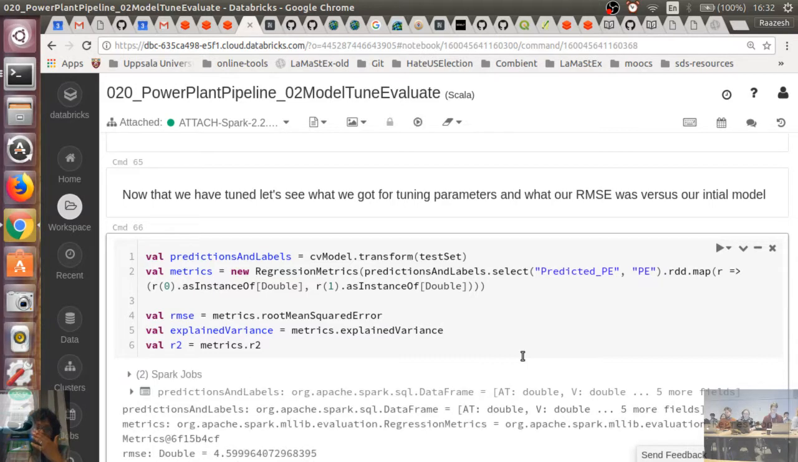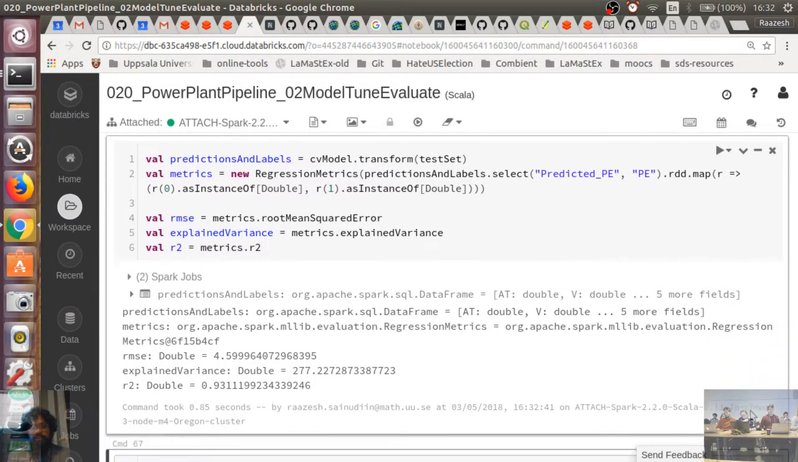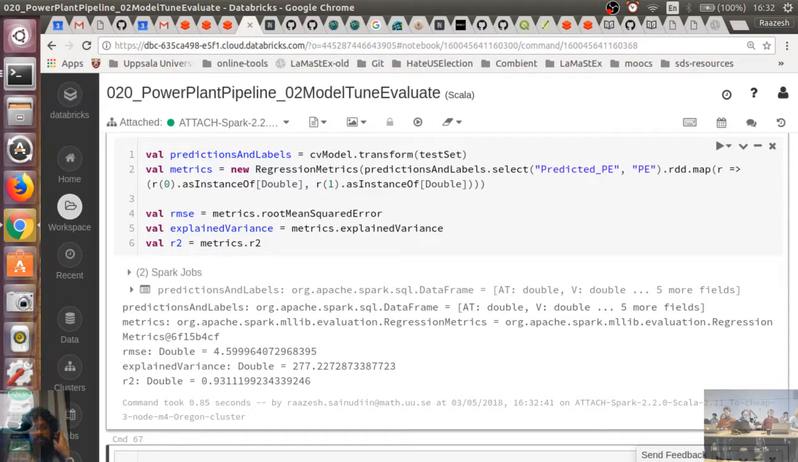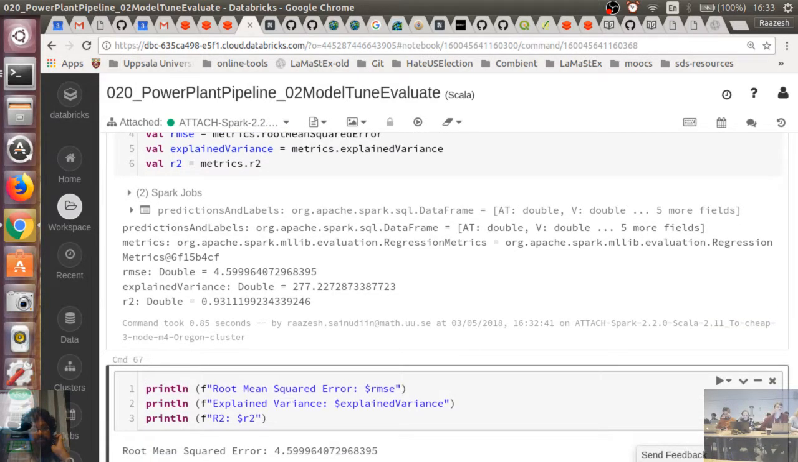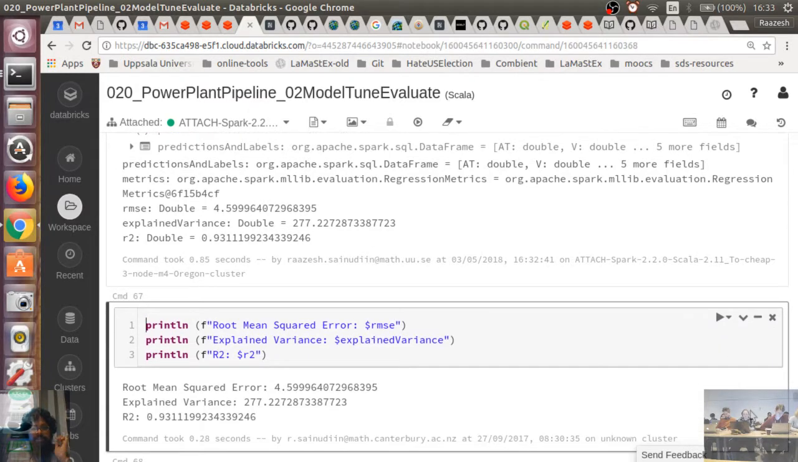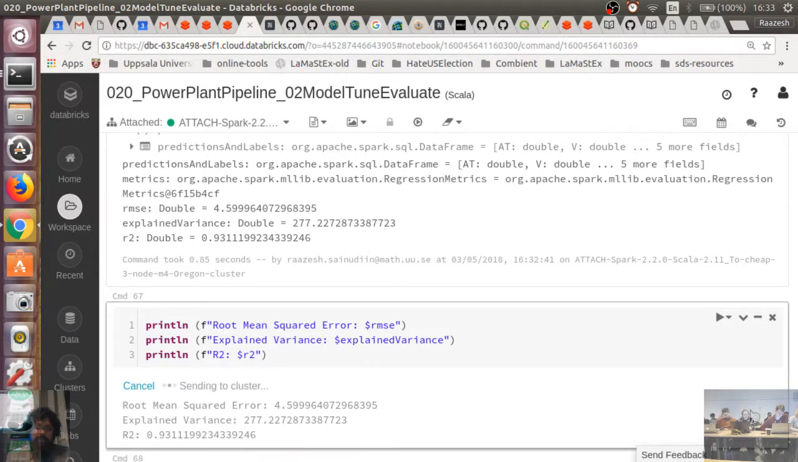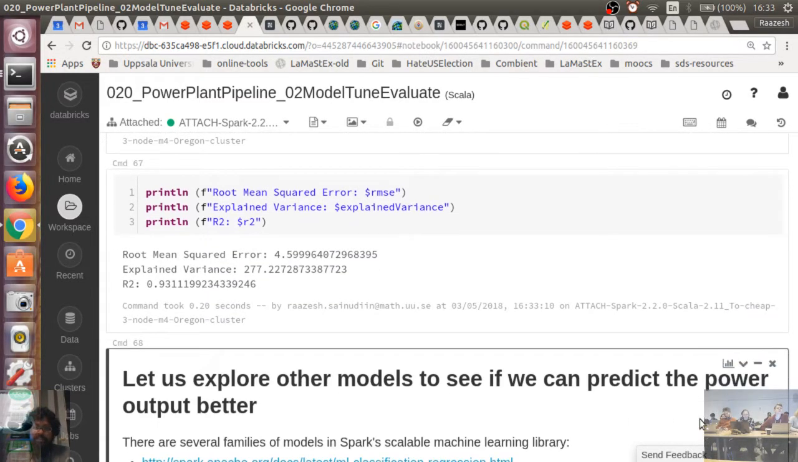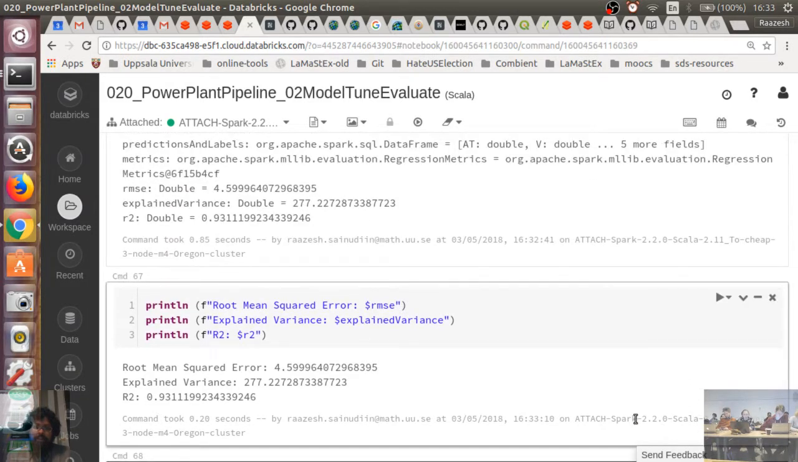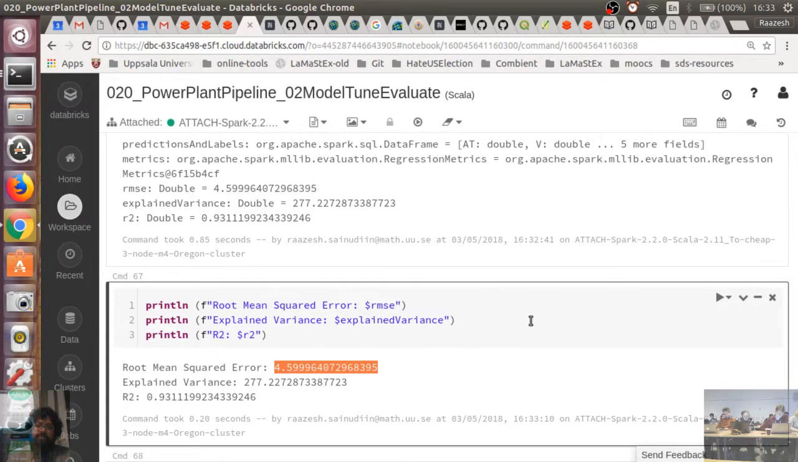Okay, so now we have tuned, so let's see what we got for the tuning parameters and what our root mean square error was versus our initial model. So now our R squared for the best model is 0.9311, and our root mean square error is 4.599. Okay, so that's what that is. So I don't know, did it change much? What was the root mean square error before we did the cross-validation? Do you guys remember?